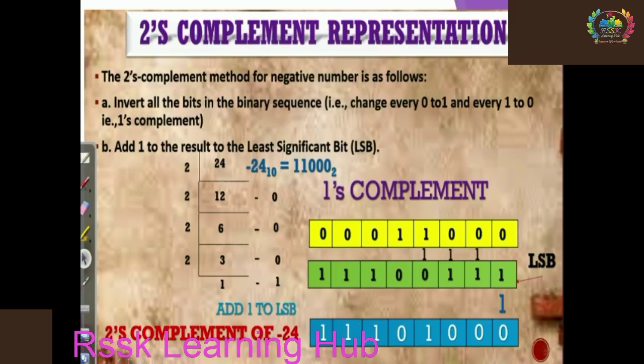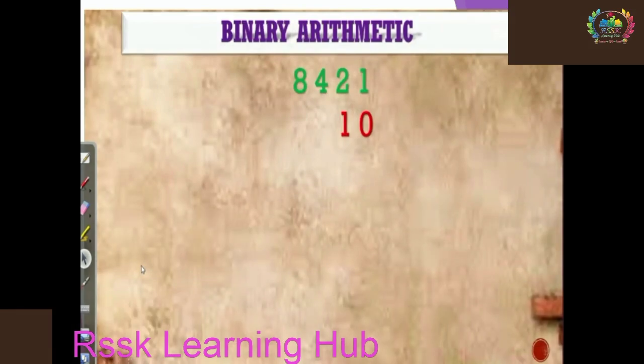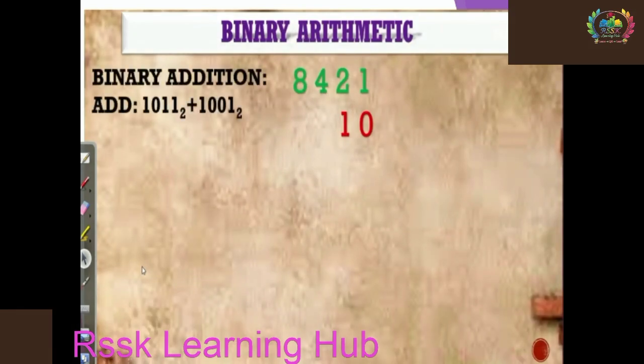To check that it is minus 24, check the most significant bit. This MSB value should be 1. It is 1. So you have calculated and changed the value to its 2's complement. This is the 2's complement of minus 24. Now we will see binary arithmetic.